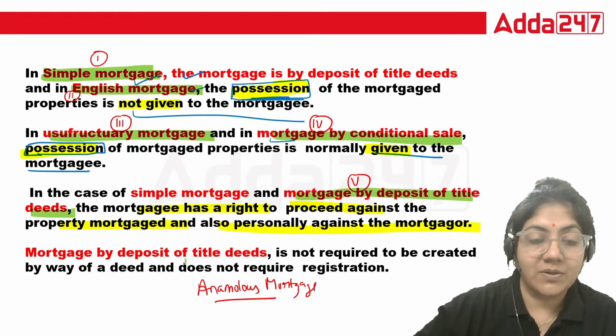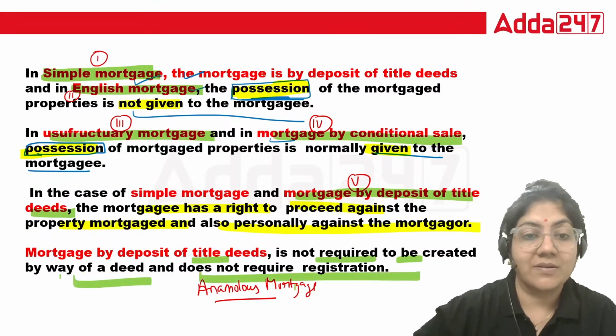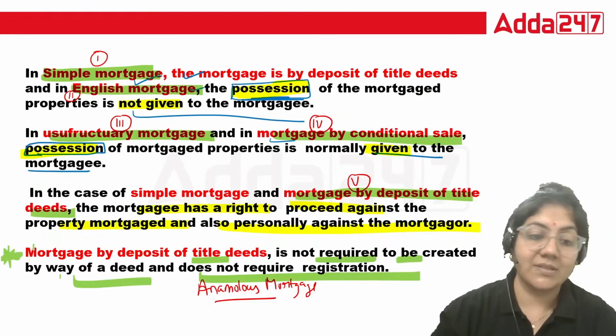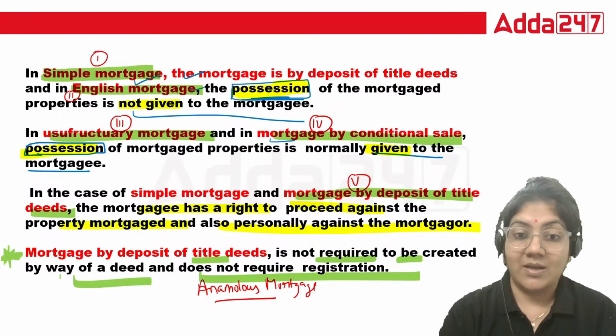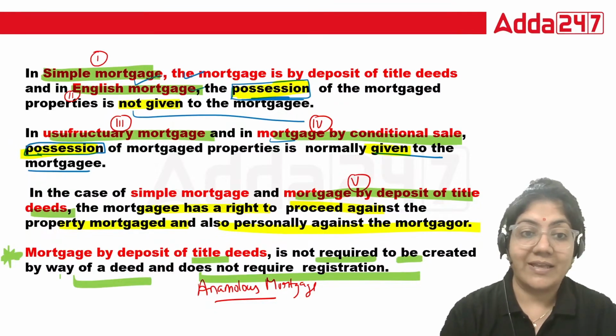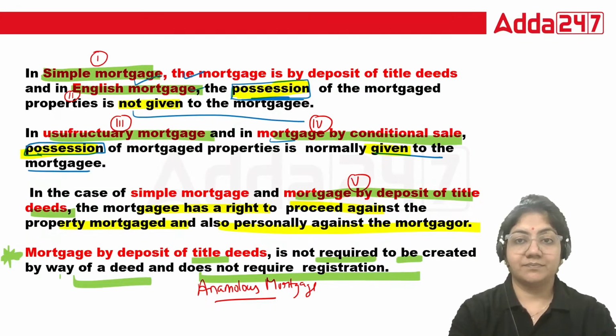Mortgage by deposit of title deed is not required to be created by way of a deed and does not require registration. So this is, we can say, a unique type of mortgage, class. I think this comparison will really help you to understand the terms, class. A very important term.